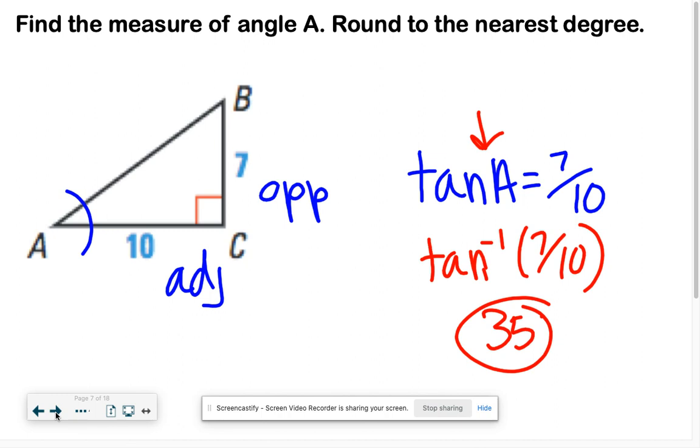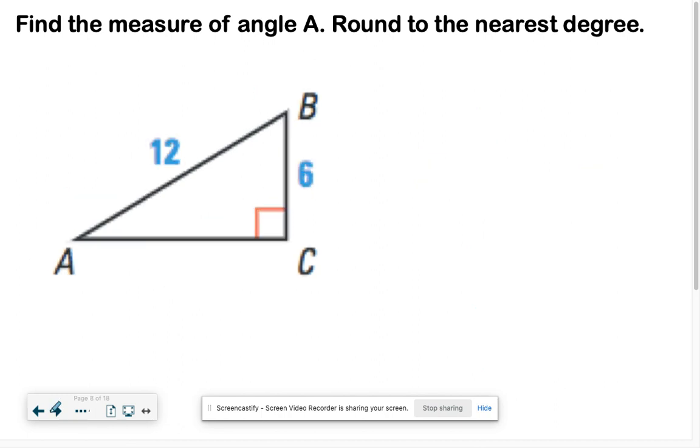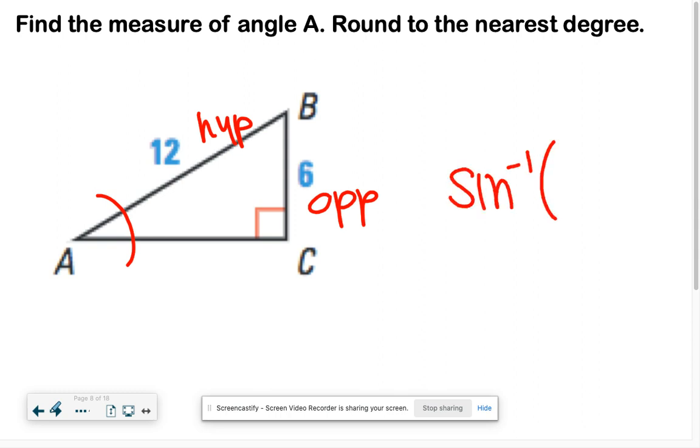Okay, let's try another one. Same thing, going from angle A, mark your angle. Opposite and hypotenuse. Are you guys okay with opposite and hypotenuse on this one? Yep. Do we have to reduce? No, don't reduce. So we take sine inverse, and then what's our fraction? 6 over 12. Good job. And now it's just calculator work. 30. That's like a perfect 30.